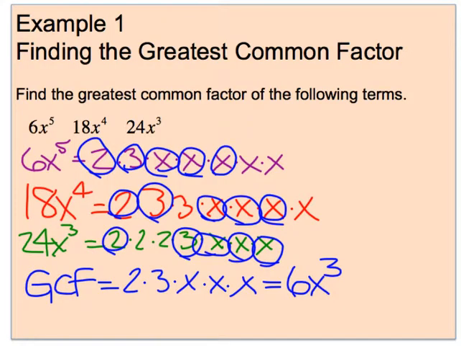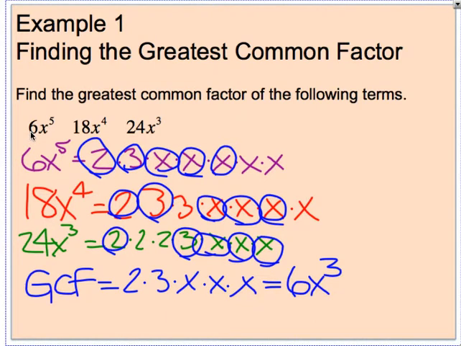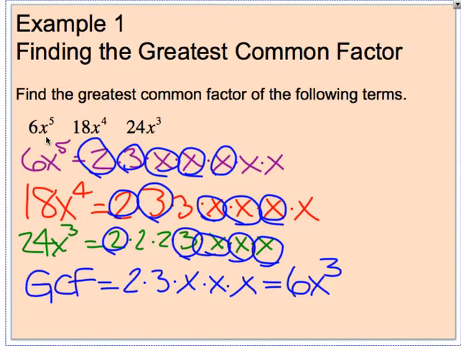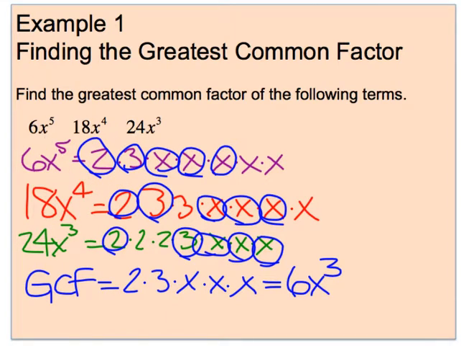So back to our previous example, you can see our greatest common factor has an integer component of 6. And in this case, we can see 6 divides 6x to the fifth, 18x to the fourth, and 24x to the third. The variable component, the x to the third, can be taken out of x to the third, x to the fourth, and x to the fifth. So that confirms our answer is in fact 6x to the third.